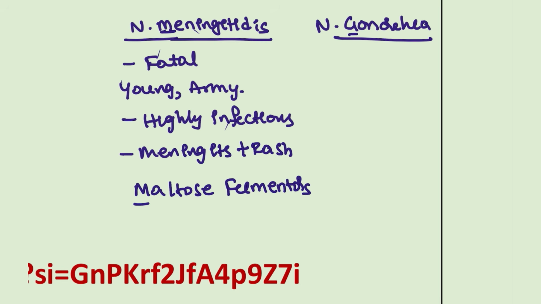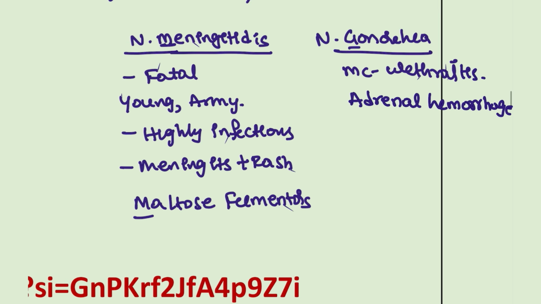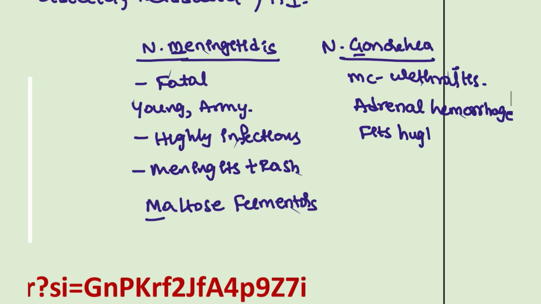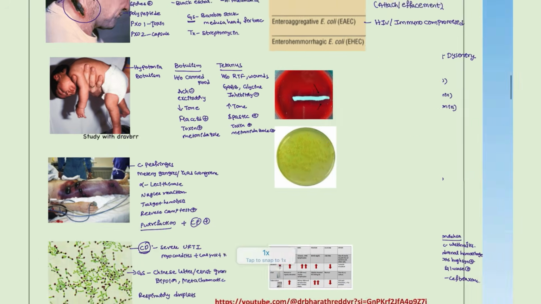Coming to gonorrhea, this is the most common cause of urethritis, and it can also cause complications like adrenal hemorrhage. In the severe stages of urethritis, if pelvic inflammatory disease is caused, then it can cause Fitz-Hugh-Curtis syndrome, right? This is seen as perihepatitis. G for gonorrhea and G for glucose fermenter. The drug of choice for both is ceftriaxone. Ceftriaxone is given for both.